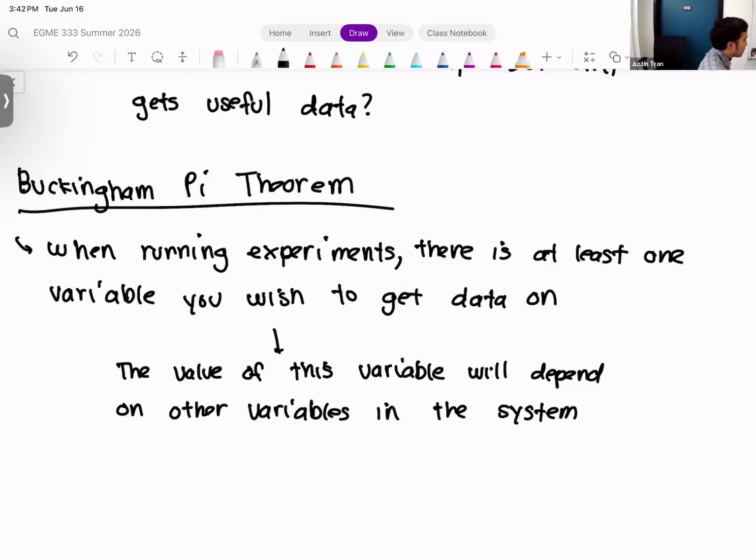So things like the flow speed, the geometry of the airfoil, the viscosity, the density of the air. All of these are going to affect, say, your lift force. And by running the experiment, what we're hoping to find out is basically this relationship: how does our variable of interest depend on the variables of our system?